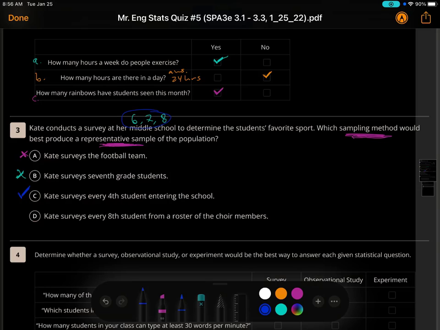And then D, Kate surveys every 8th student from the roster of choir members. Well, guess what? Choir members might be just a little bit more biased towards certain ideas about sports. And I'm joining choir because I don't want someone to hit me with a helmet. So here our answer is C.